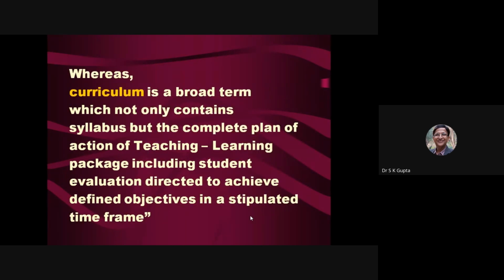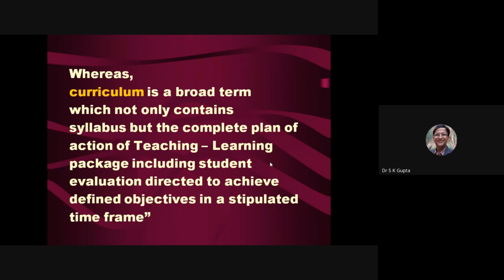Whereas curriculum is a broad term, which not only contains the syllabus part but the complete plan of action of teaching learning package, including student evaluation, directed to achieve defined objectives in a stipulated time frame. Here we say the complete plan of action of teaching learning package means it is a blueprint for any institution. We can understand the importance of any curriculum because if you are to recruit teachers, then you will be deciding your workload.